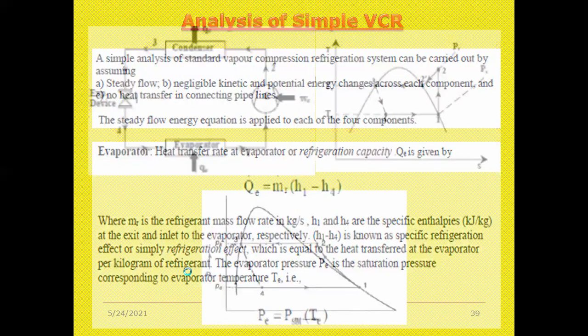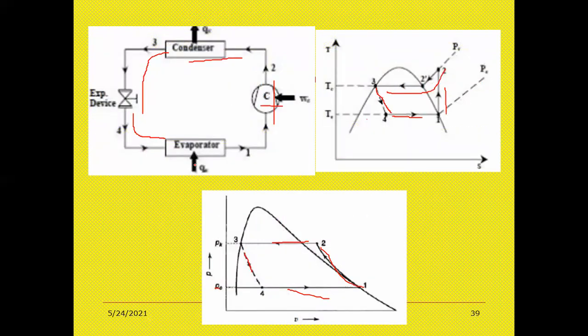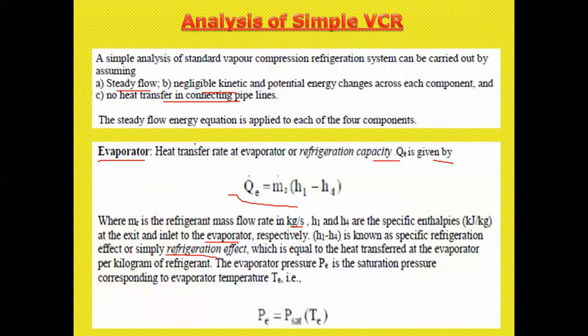So if you see the figure here, the heat is flowing from the evaporator to outside, right? That's why H1 minus H4 is the simple refrigeration effect, where the heat is transferred at the evaporator per kilogram of refrigerant.